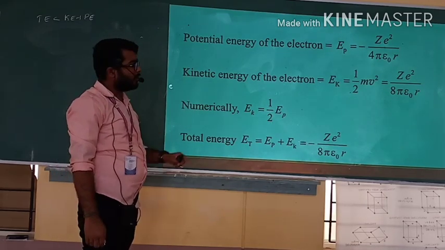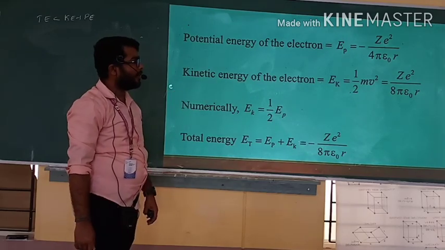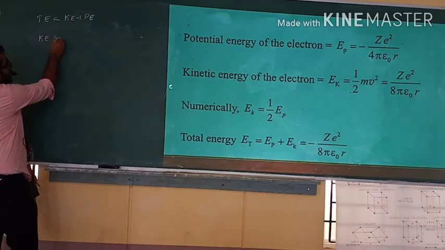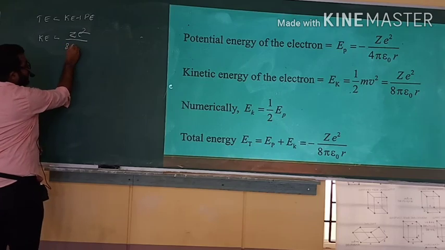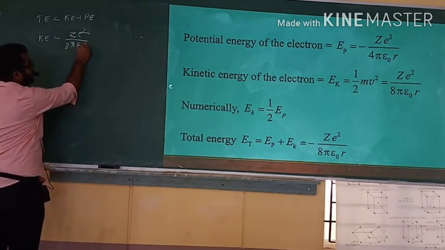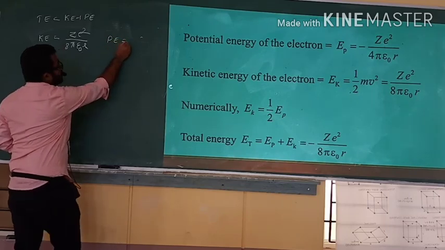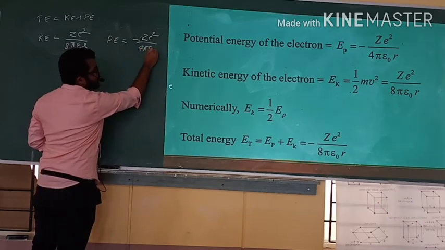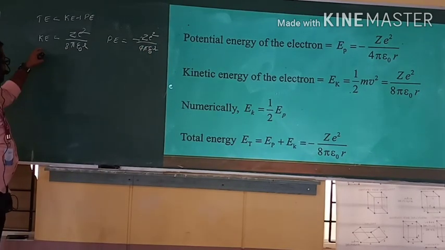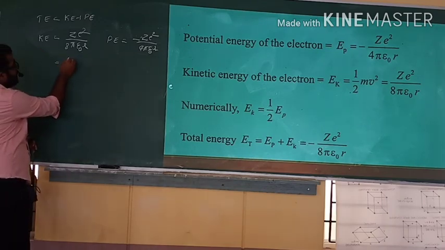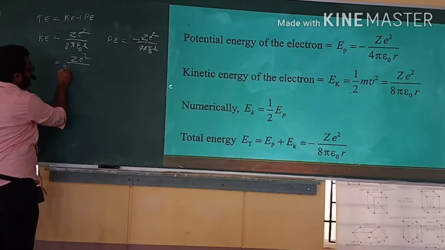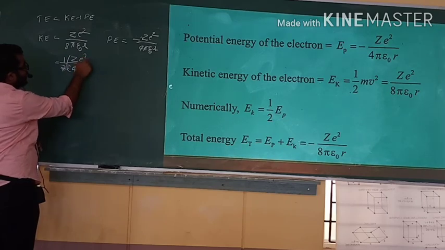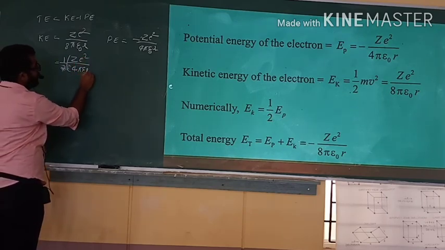So what is the kinetic energy equation? It is Z square divided by 8 pi epsilon R. So the kinetic energy is equal to Z square divided by 8 pi epsilon into R, and the potential energy is equal to minus Z square divided by 4 pi epsilon naught into R. Okay, comparing these two equations, I can write Z square divided by 2 into 4 pi epsilon naught R, or half into Z square divided by 4 pi epsilon naught R.